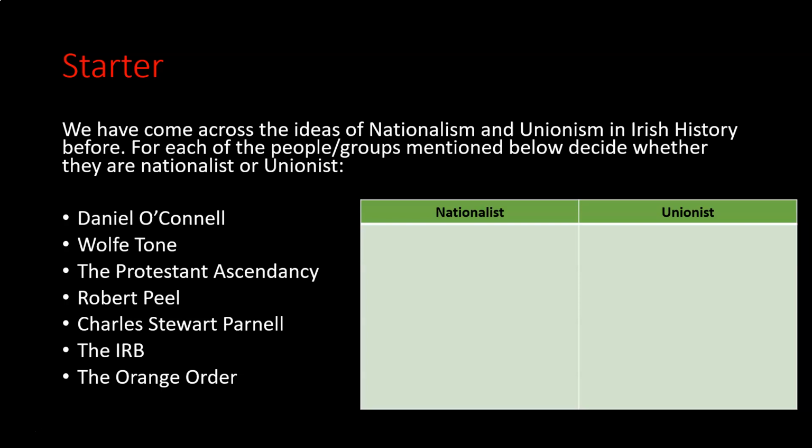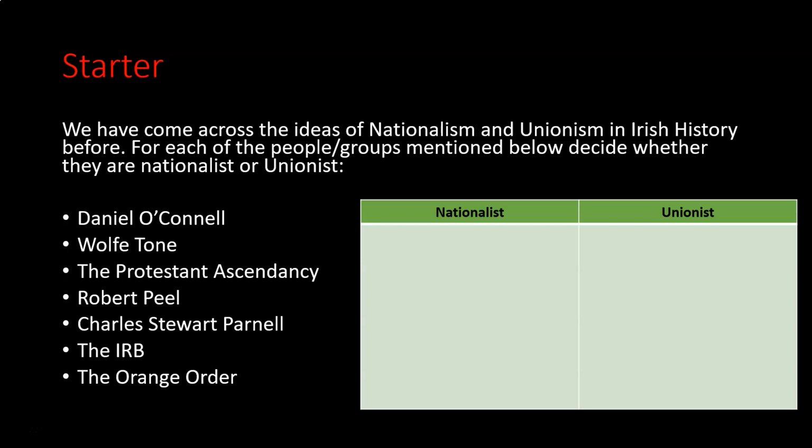Wolfe Tone also under nationalist, led a rebellion. The difference here obviously being O'Connell being peaceful, using parliamentary means, Wolfe Tone being physical force, but both being nationalist. They both want greater Irish independence from Britain. The Protestant Ascendancy, we would expect them to be unionist. They generally want to keep links with Britain because it's of a huge financial and power benefit to them. Robert Peel, if you don't remember who he is, British Prime Minister, so we would assume he is definitely unionist.